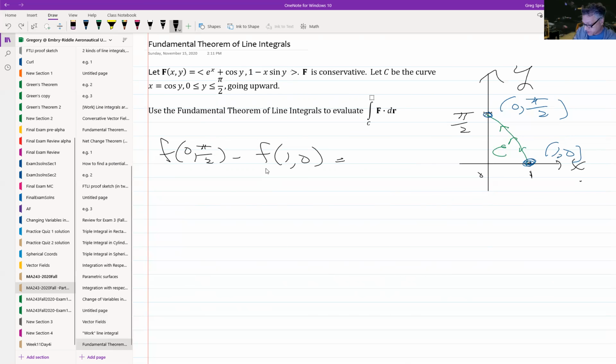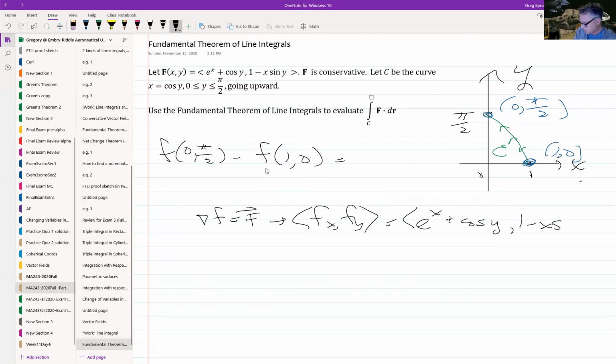Now here, little f is a potential for big F, which means gradient of f is big F. The components of gradient of f are fx and fy. I set the i components equal and get fx equals e to the x plus cosine y. Set the j components equal, get fy equals 1 minus x sine y.